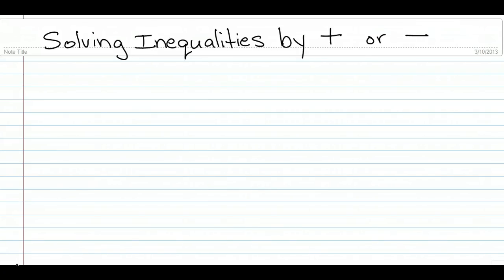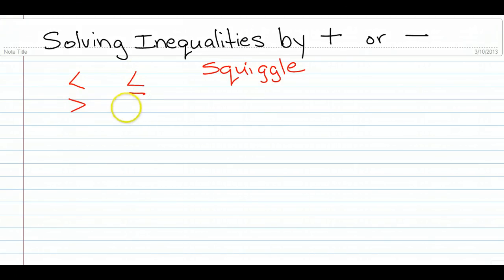Solving inequalities by adding or subtracting. In reality, these are squiggle problems, folks. They are squiggle problems with the inequality sign: less than, greater than, less than or equal to, greater than or equal to. Those signs are going to be used instead of the equal sign, and you're going to do the squiggle problems exactly the way that you've been taught to do them.